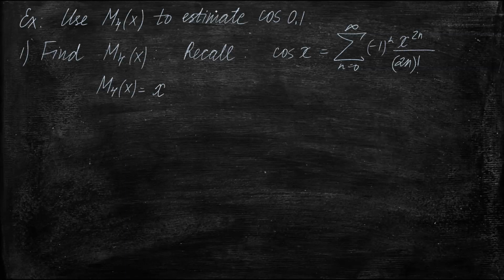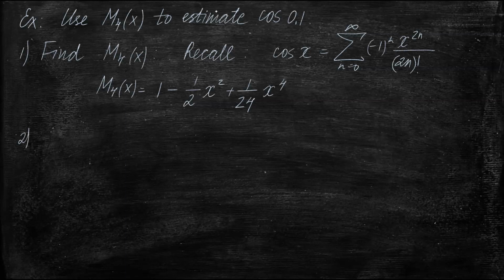So the first term is actually, when n is 0 we have 1, when n is 1 we have 1/2 x squared, when n is 2 we have 1/24 x to the power 4. So this is the 4th degree Maclaurin polynomial for this function.